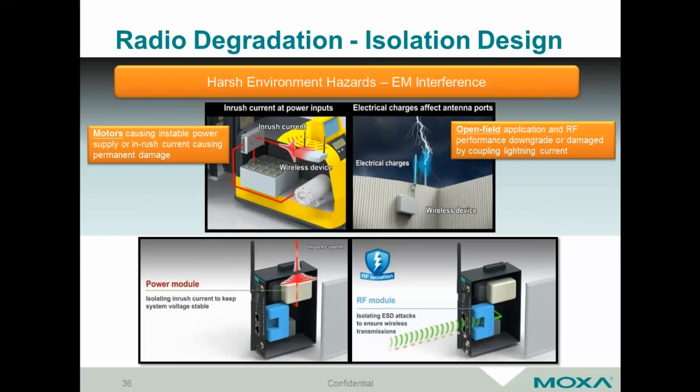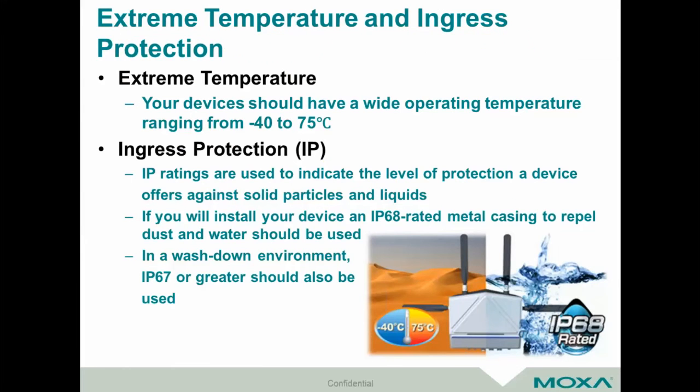So those are two types of things to definitely keep in mind, because both of those can cause damage over time, and it can be very hard to diagnose that kind of problem. But one of the best practices, of course, is to make sure that you have both power and RF isolation built into your system.